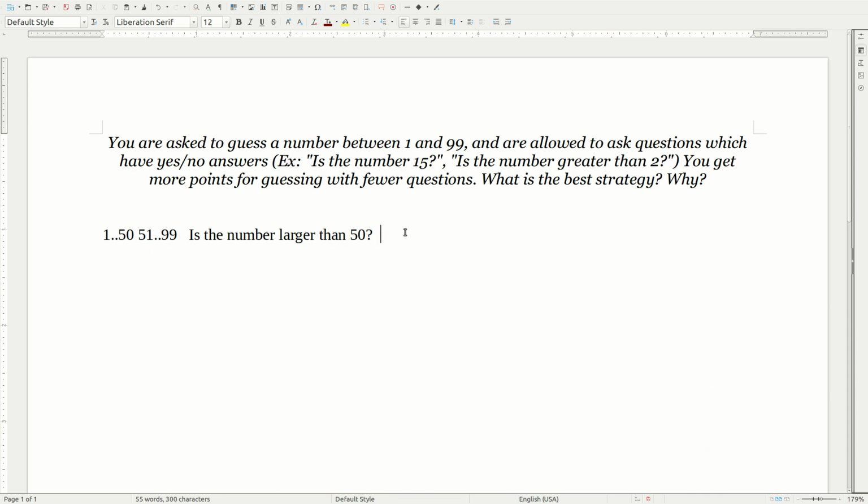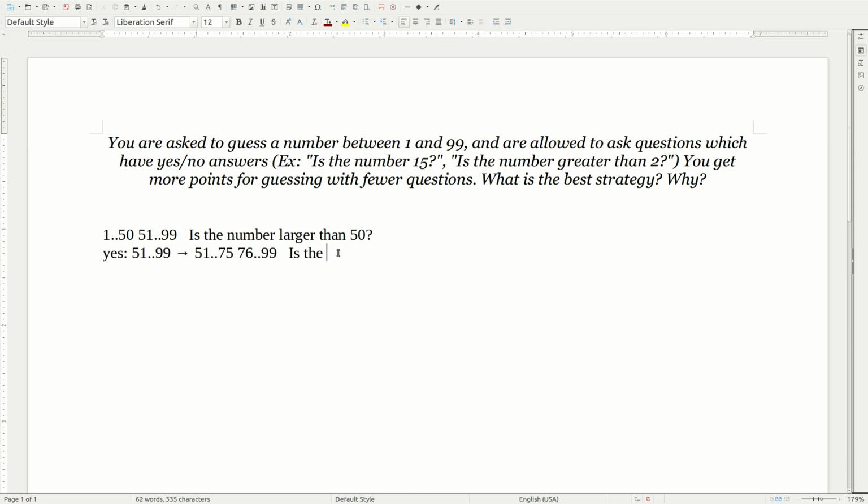If they said yes, for instance, then we're left with 51 to 99, and we can do the same thing with, say, 75 in there. So treat that as 51 to 75 and 76 to 99. These may not always be a perfect split right down the middle, but they do get us pretty close to having half of the data narrowed down based on just a single question.